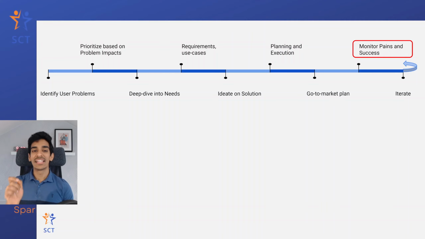What's the monitor pains and success step or phase in the product management lifecycle? So this is one of the 9 phases in the product lifecycle for a product manager, where you are trying to monitor or keep an eye out for your metrics and for your customer success or pain points.